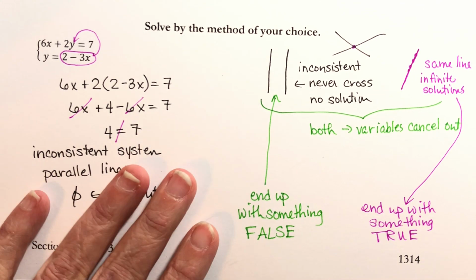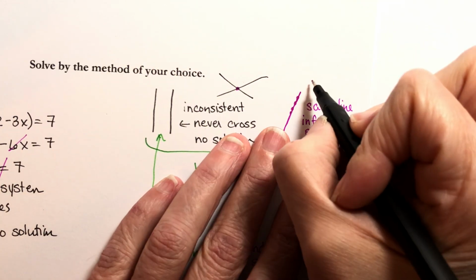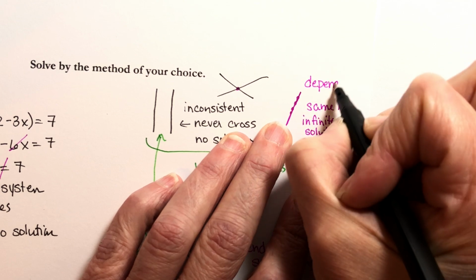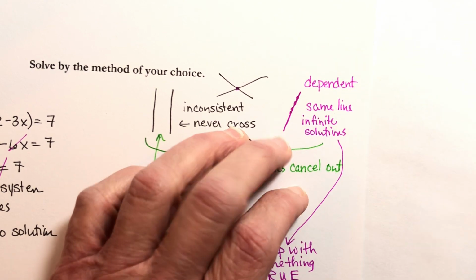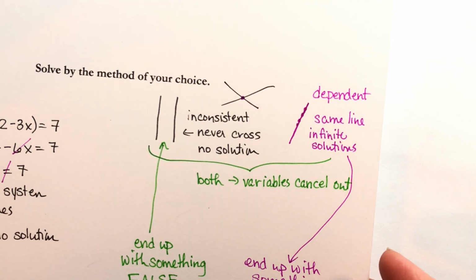Okay? Now, this other case is called a dependent system. And we'll have to talk about how to write our answers when we have one of those.